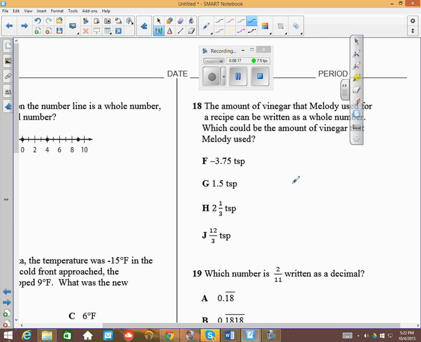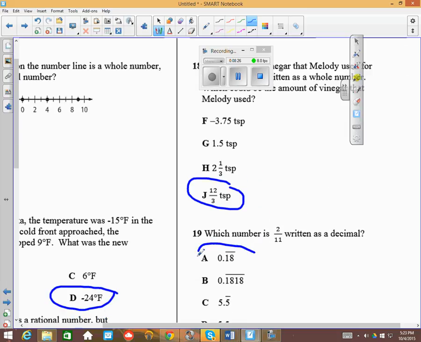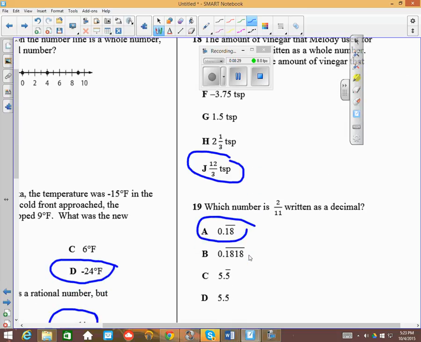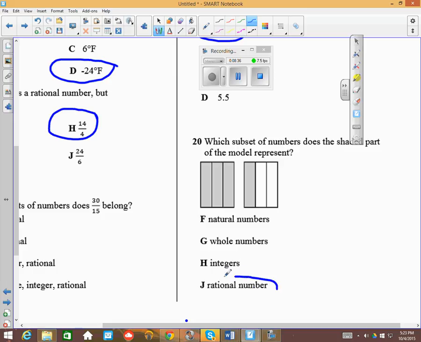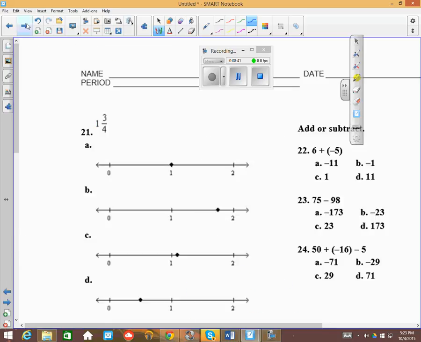The 16 is H. Number 17 is D. Number 18 is J. Number 19 is A. Number 20 is J. And the last, the back part, 21 is B. So it's 1 and 3/4. That's 1, it's almost a 2.